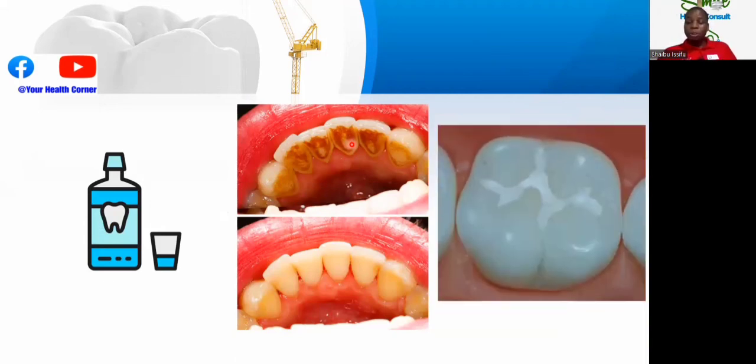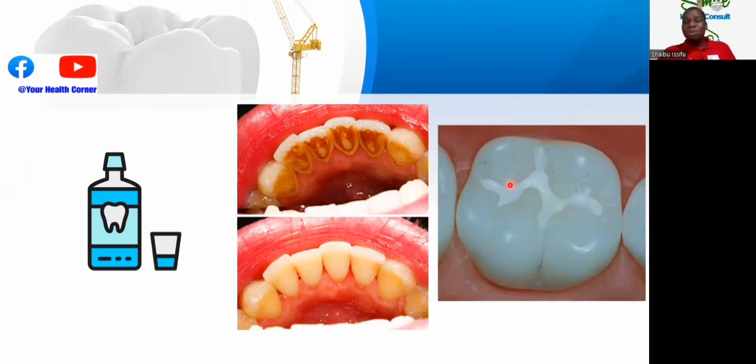Then we can also do what we call pit and fissure sealant. This is for children, usually between the ages of 6 to 15. So that if the teeth are forming, the posterior teeth specifically have deep lines on them where collection of acid is possible. It can be filled with a nice material like this to prevent cavities from forming.